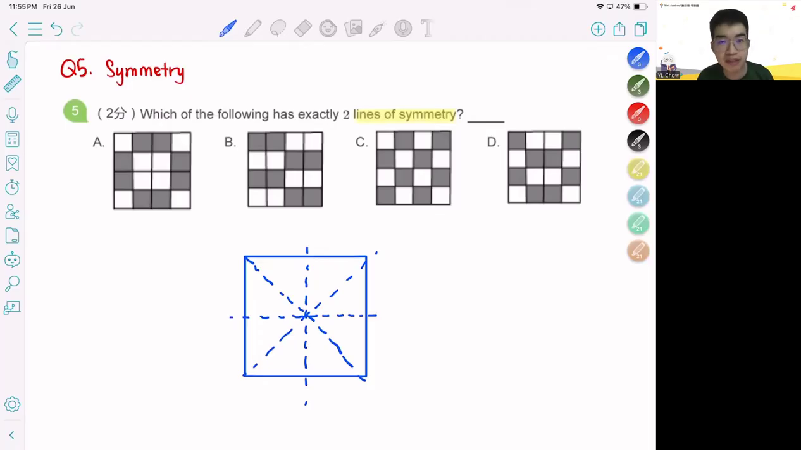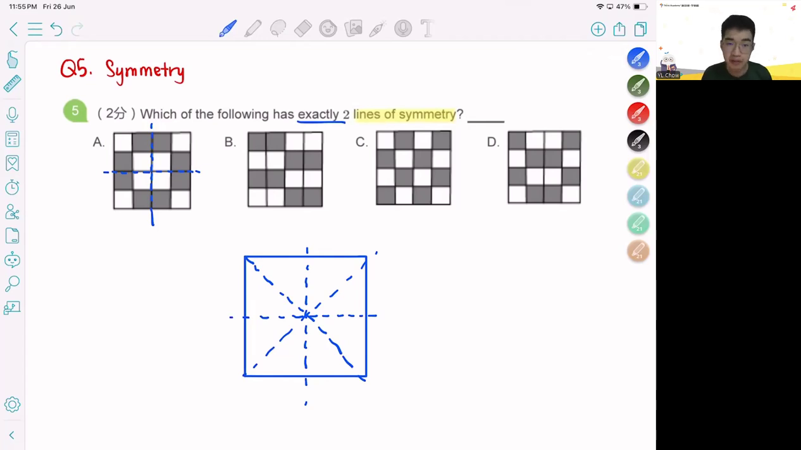Okay, so let's take a look at figure A. You want to see when you cut the line, do both sides look exactly the same? For example, if I cut it vertically, the left and the right are mirror reflections of each other. They look exactly the same. So that is one line of symmetry. Likewise, the horizontal one is also a line of symmetry. In fact, if you rotate it, it looks the same. So since I have found 2 lines of symmetry, does that mean this is the answer? Not necessarily, because I need to have exactly 2.